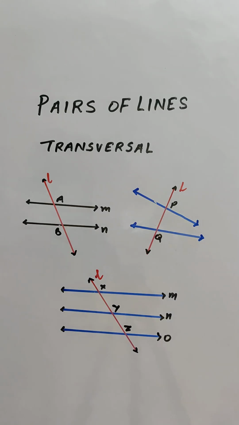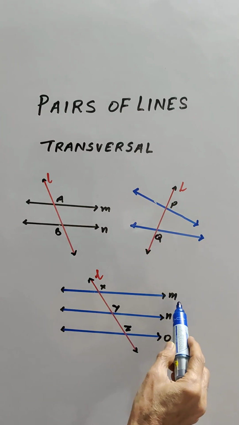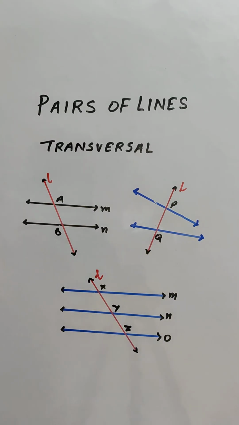Line L is intersecting these two lines at points P and Q. So this way, line L is a transversal for these two lines. And in this figure there are three lines, M, N and O, which are intersected by a line in red color, L, at three points X, Y and Z. So this way L is a transversal for all these figures.